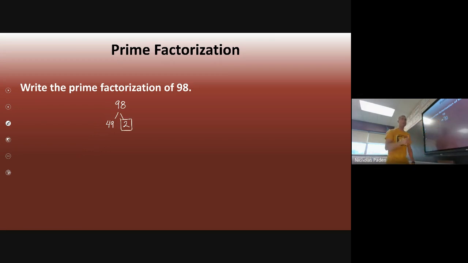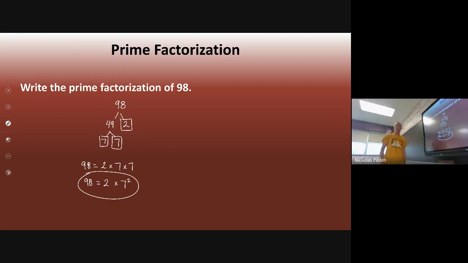49 is not prime, though, because 49, remember, is 7 times 7. Now, is 7 a prime number? Yes, it is. So you would box in the 7. Now, we've taken care of everything. We don't need to go any further than that. So 98 equals 2 times 7 times 7. And rewrite that with exponents: 98 equals 2 times 7 squared, or 7 to the second power.